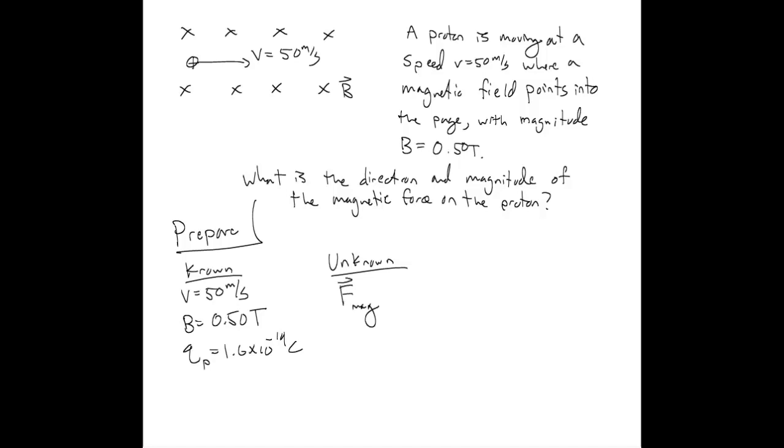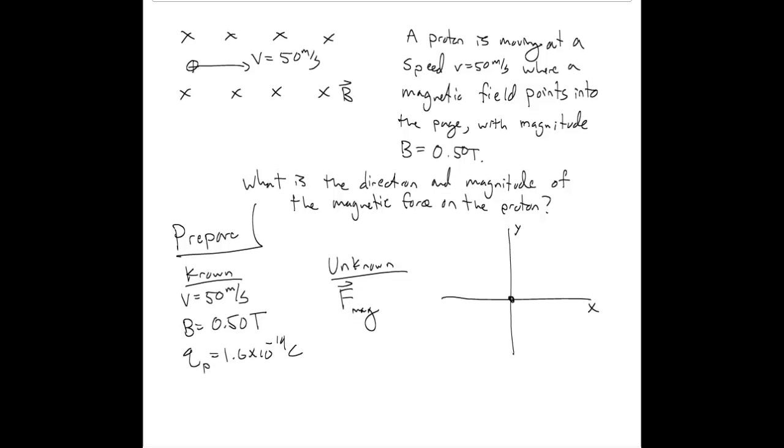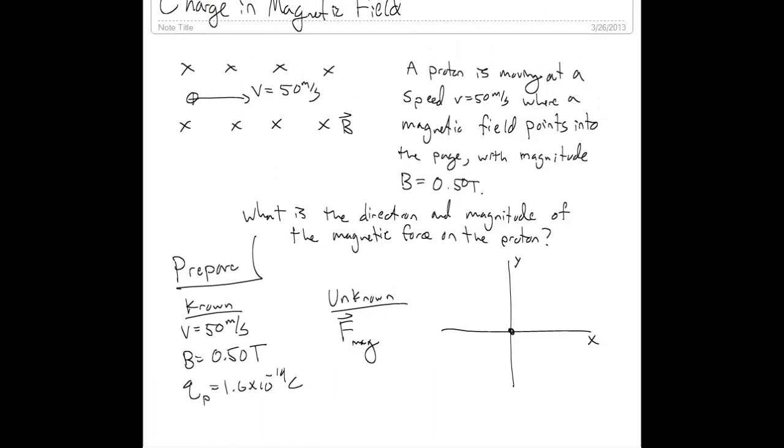We also are going to need a free body diagram, and so we need to figure out the direction of the force. So using our right-hand rule, we see that the direction of the force due to the magnetic field on the proton is up.